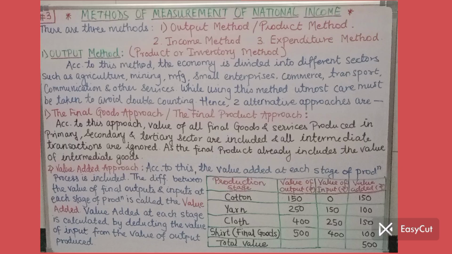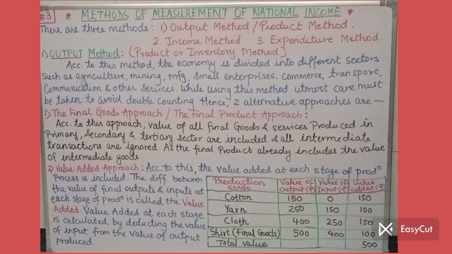Let us try to understand this concept clearly with the help of this example. See, production stages for making a shirt, naturally, first we have to use cotton. So first stage cotton, then from that cotton we are converting it into usable thread, that is strands of fiber, that is called yarn. Then from yarn we are making cloth, then from that cloth we are making finally a shirt, which is our final goods. Let us see the amounts one by one.